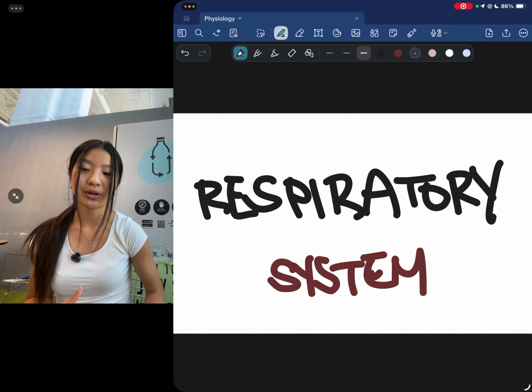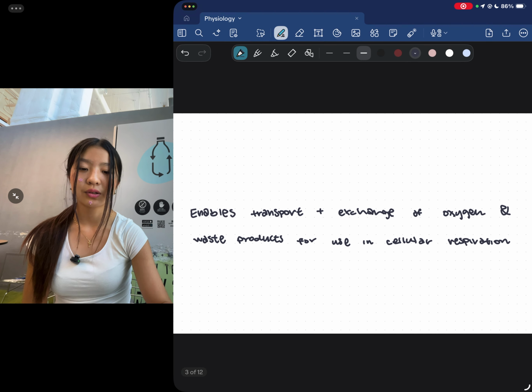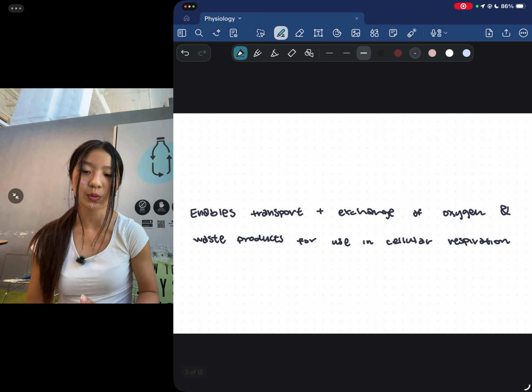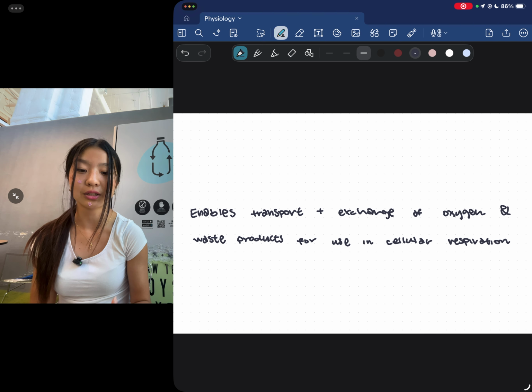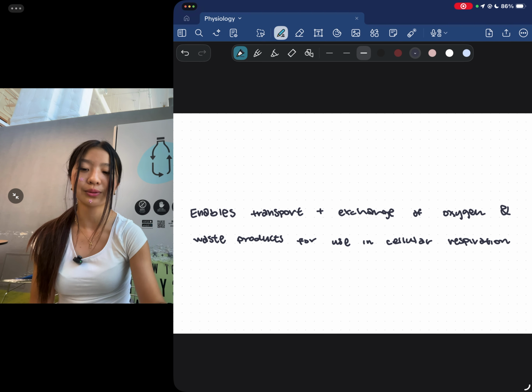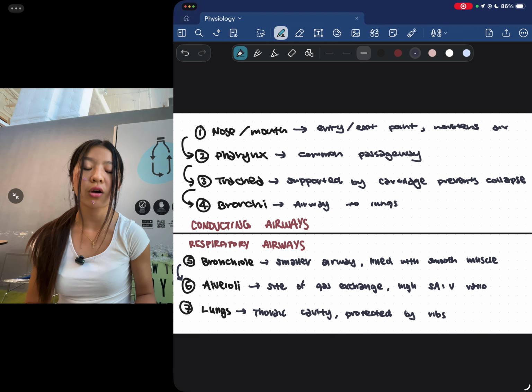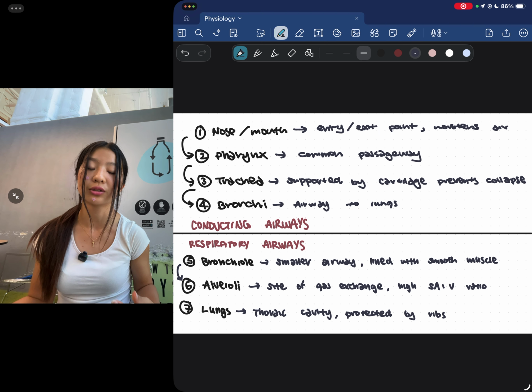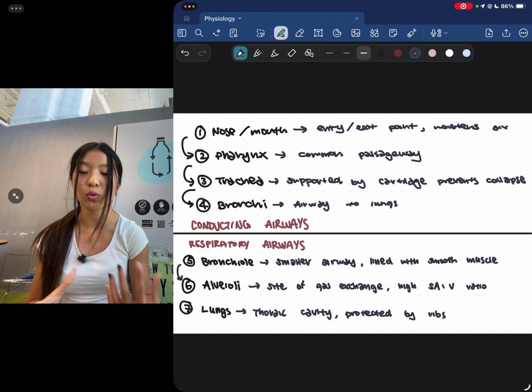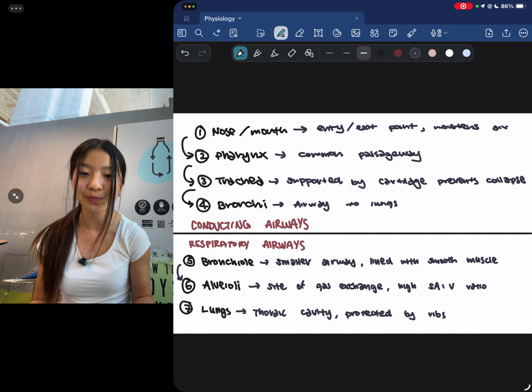Okay, we're going to continue with the respiratory system. So the respiratory system enables the transport and exchange of waste materials and nutrients for use in cellular respiration. The main structures in the respiratory system start off with the nose and the mouth. These are the entry and exit points, and they are able to moisten and filter air through.